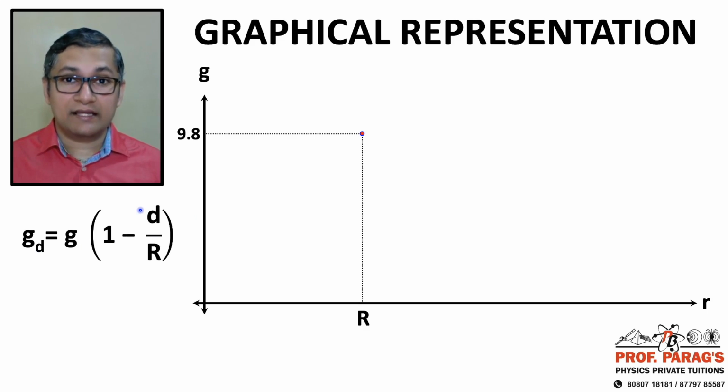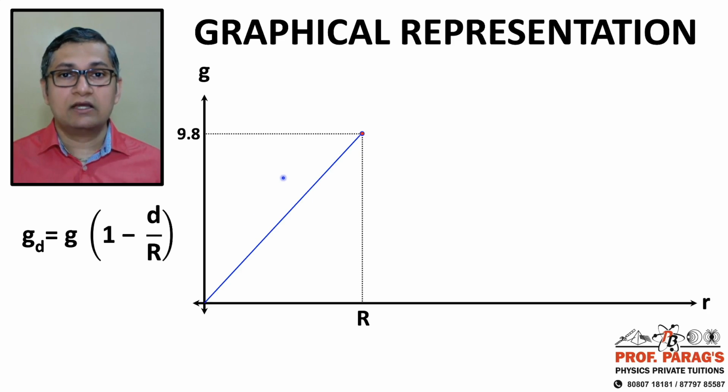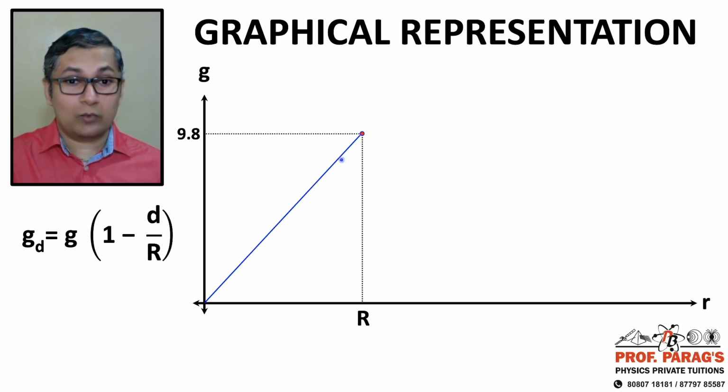It will decrease. So at different depths, if I plot all these points for different values of depth, I'm noticing that it's going down. And if I join all those points, I'm going to get a graph which is going to be a straight line. So now the first question arises here: why is it a straight line? Why can't it be a curve?